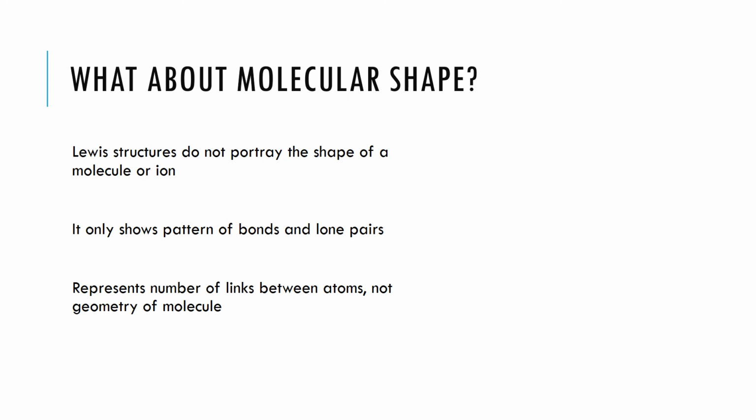They only tell us about patterns of bonds and lone pairs. So they tell us about arrangements and distributions of double bonds and single bonds, and where there are lone pairs on that molecule. They tell us about how the atoms are arranged together, the links between those atoms, but not the actual geometry of that molecule, not the molecular shape. And these are very important when we're considering reactivity.